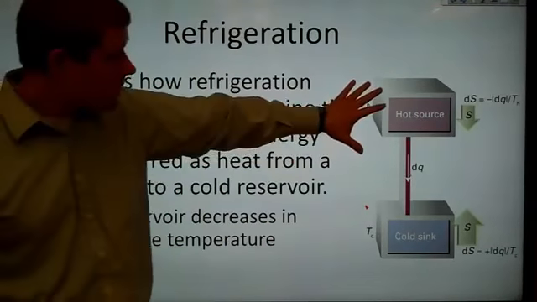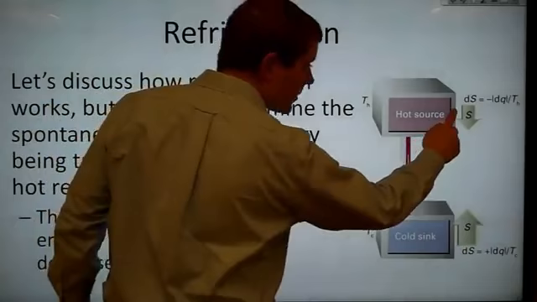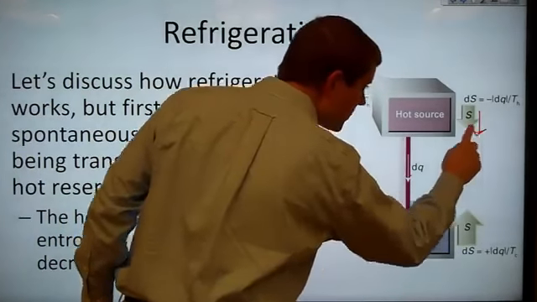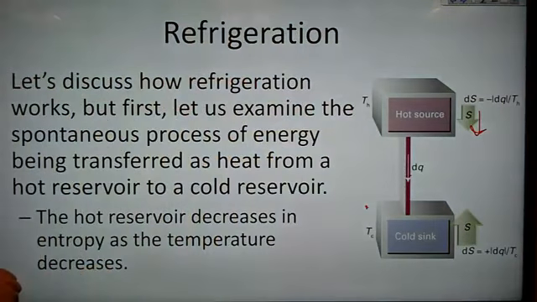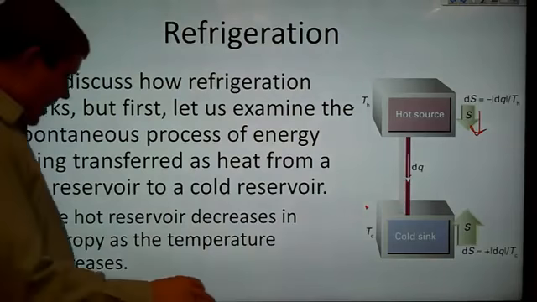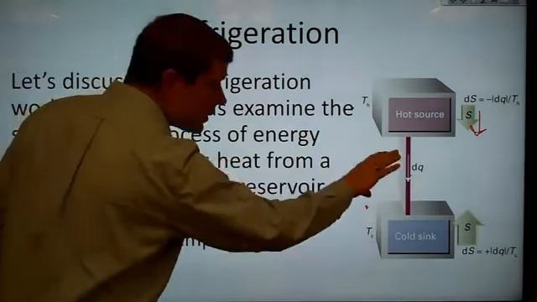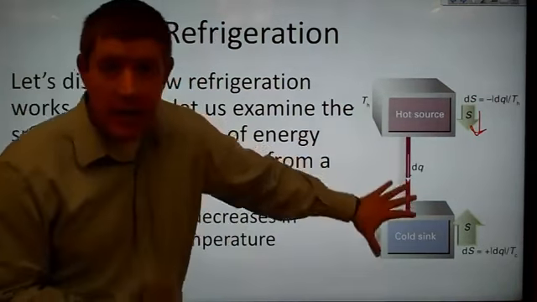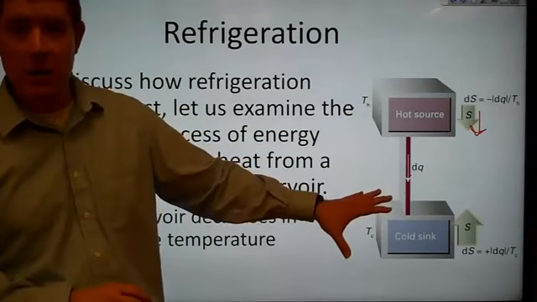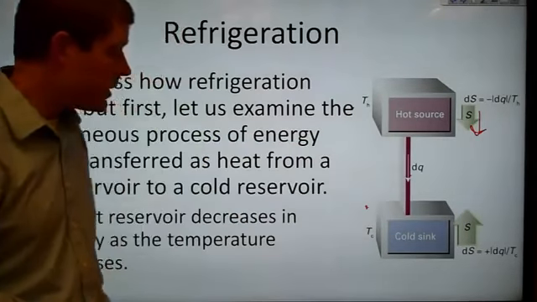The hot reservoir decreases in entropy, so that's this arrow going down. The entropy is decreasing for the hot source as the temperature of the hot source decreases. Because if we're pulling heat out of the hot source, then the temperature must be decreasing. And that means that the entropy is decreasing.